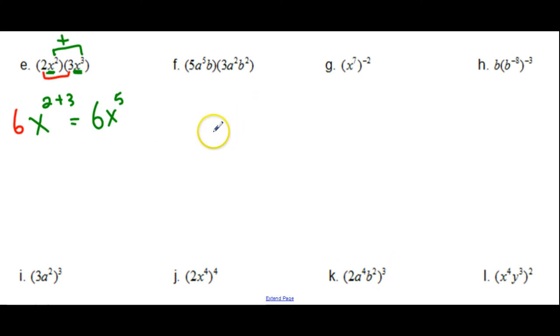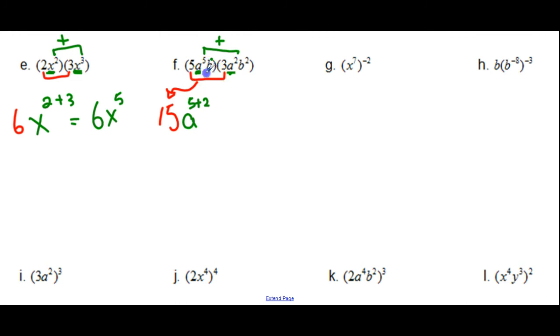So it gets longer and longer, more complicated and more difficult. The next one, we have 5a to the 5th times b, all of this times 3a to the 2nd, b to the 2nd. Again, these two numbers, 5 and 3, we're just going to multiply. So that's 15. Here we're going to take a, and with the same base a over here, we multiply these two. If these exponents are inside the parentheses, then we're going to add them. So we have a to the 5 plus 2.